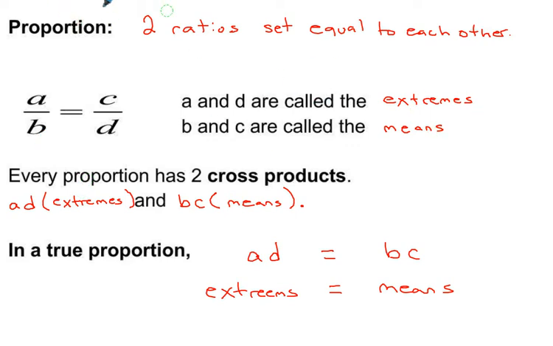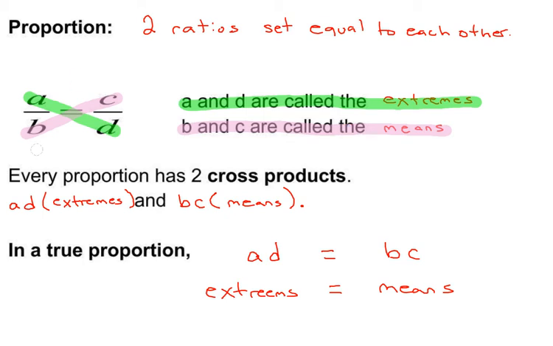So a proportion is just two ratios that equal each other. So a fraction right here, a ratio equal to a ratio. The first one and the last one, the A and the D, are called the extremes. The ones going the other way, the B and the C, are called the means. And that matters because you're going to have something called the geometric mean, which is important and shows up a lot later.